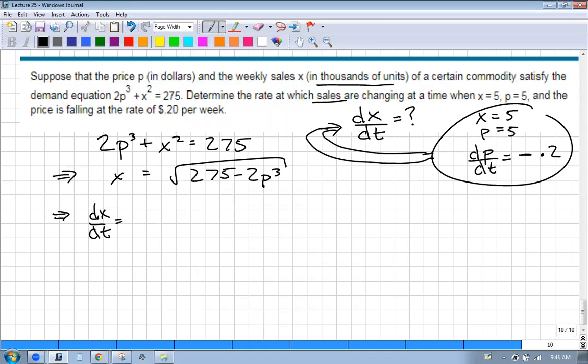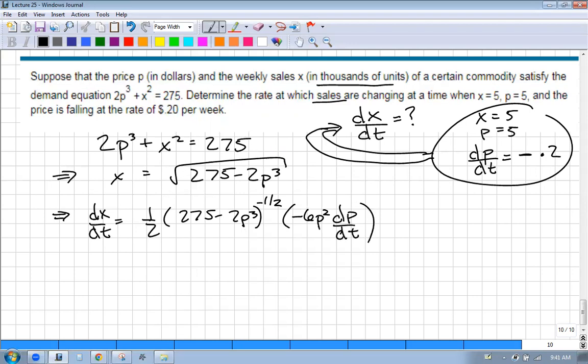And now, take the derivative with respect to time. So this is a 1/2 power, right? So 1/2, subtract 1 from the exponent. Now multiply by the derivative of the stuff on the inside. 3 times a minus 2 is a minus 6 p squared, dp/dt.